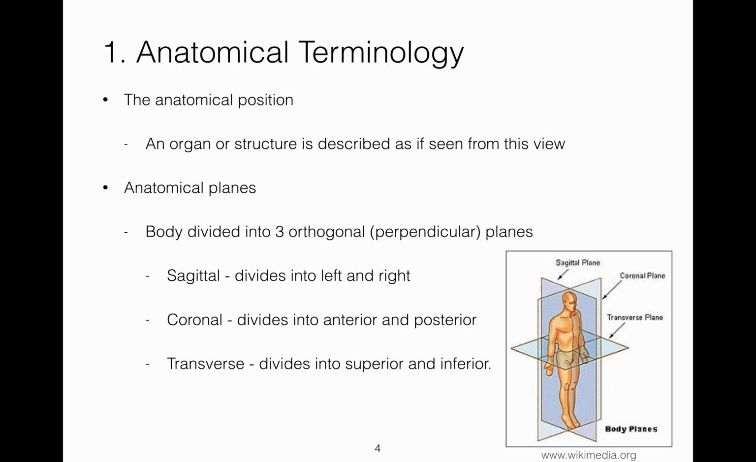Anatomical planes. The body can be divided into 3 orthogonal, that is perpendicular, planes. The sagittal plane, a vertical plane which divides into left and right. The coronal plane, a vertical plane that divides into anterior and posterior. And the transverse plane, a horizontal plane which divides into superior and inferior.